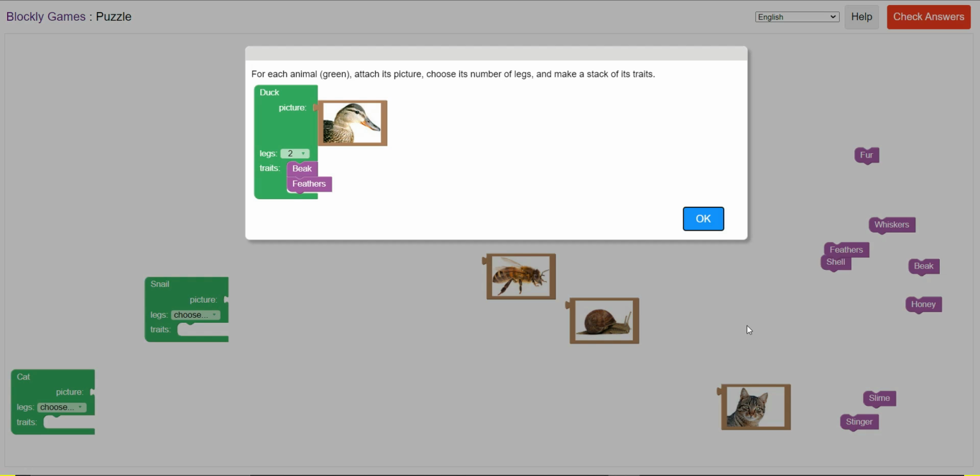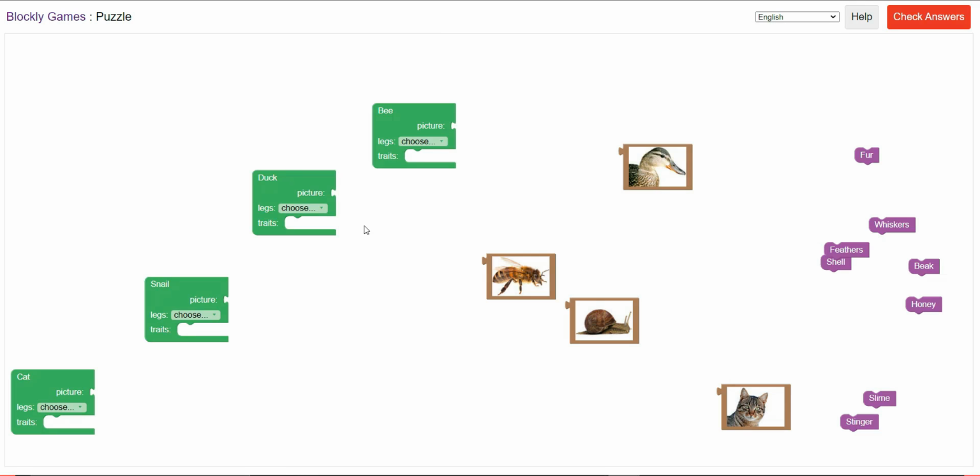And I'm about to start with a puzzle, Blocky. So let's get started. Okay, so first we're going to do the duck. We have the duck right here.